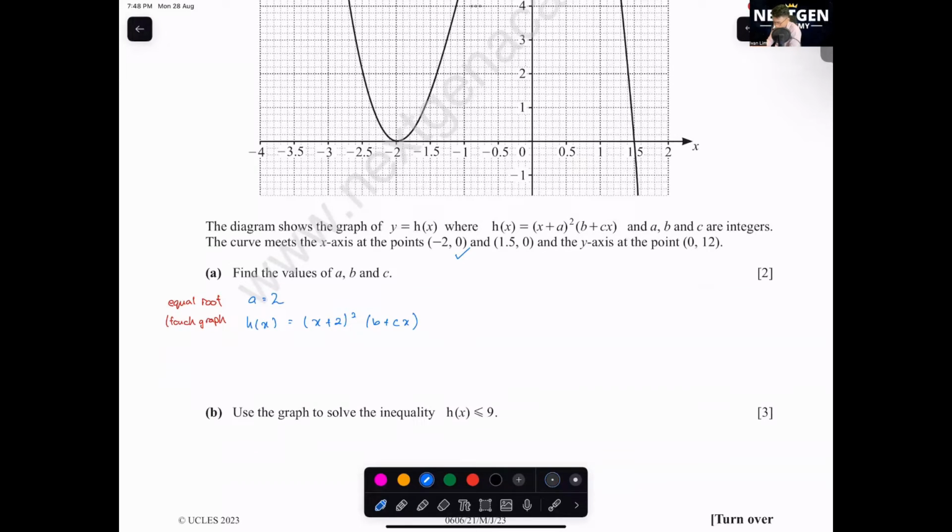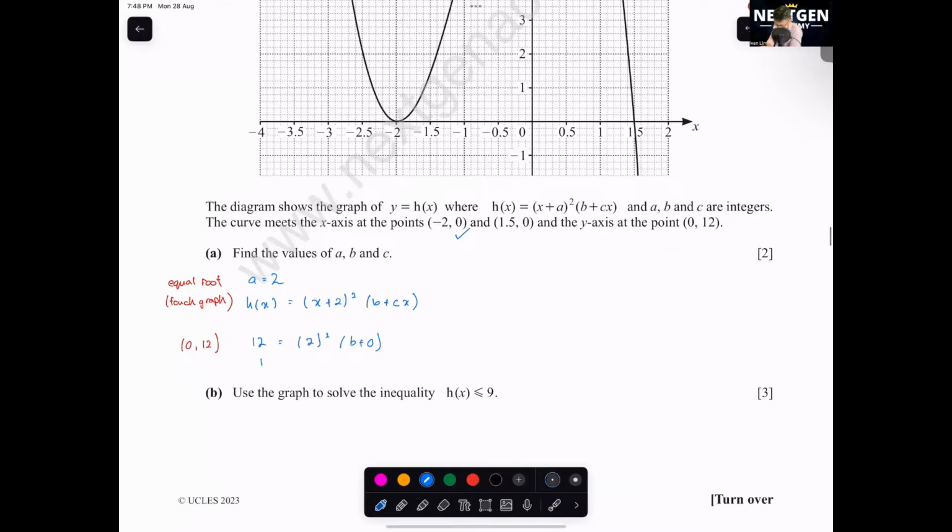The next thing we can do, because we have two unknowns here, b and c, is use these two points to sub into the equation. I will start with (0, 12) first. Sub into the equation: 12 = (0 + 2)² (b + 0). Why I put this point first is because when I sub it in, I can straight away remove the c, so I am left with b. So 12 = 4b, b = 3.